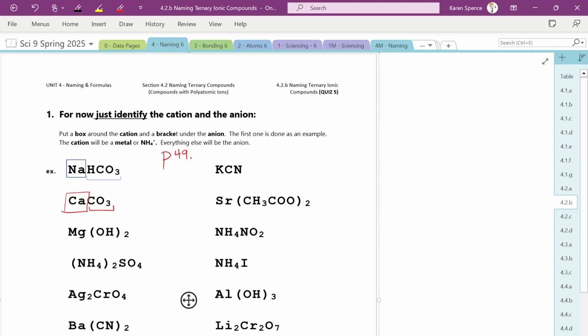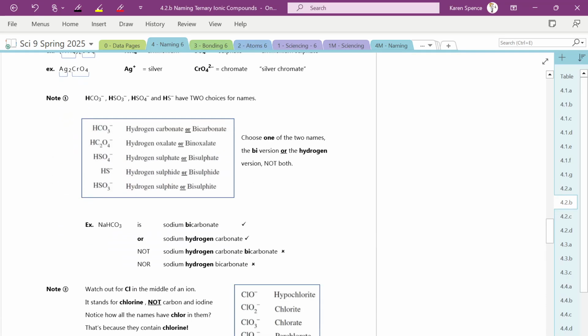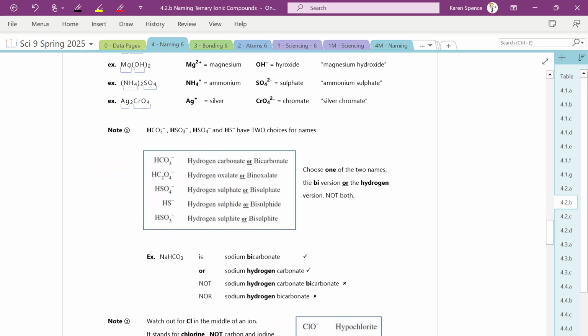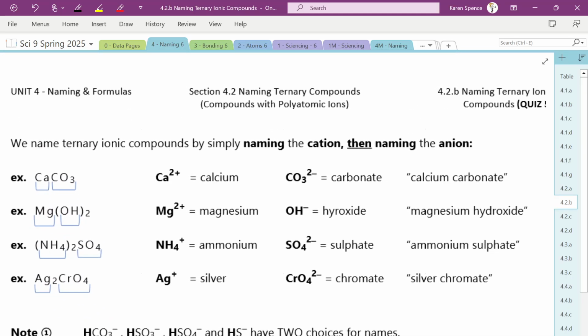Okay, now that you can successfully find the cation and the anion, now we are going to just look at a few things that are a little bit weird. This is on page 50. Most of these are pretty straightforward. You say, if I've got my box around calcium, then I just name it calcium, and that means that everything else I have to go look up on my green sheet. What's CO3 minus? It is carbonate, so it's named calcium carbonate.